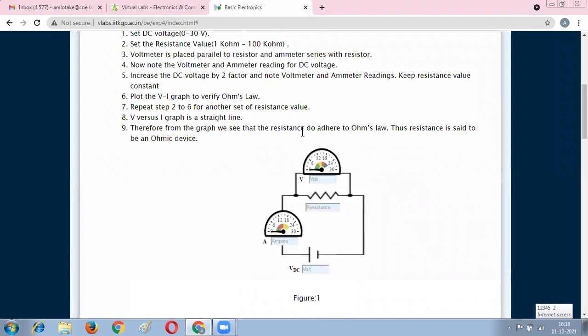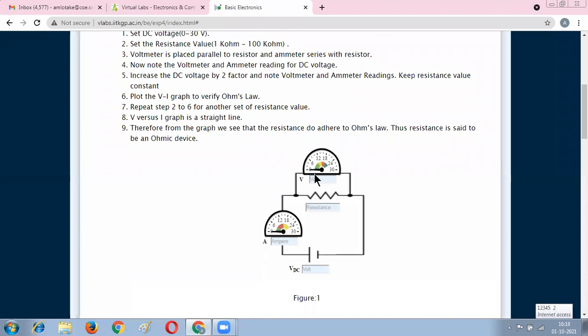आणि मग रेजिस्टरच्या अक्रॉस तुम्हाला व्होल्टमीटर आणि इन सिरीज मध्ये काय करायचं आहे, एमीटर रिडिंग घ्यायचे आहे. एमीटर हा करंट मेजर करणार आहे, तर व्होल्टमीटर will measure the voltage across the resistance. And then you are going to plot the voltage versus current graph to verify Ohm's law.